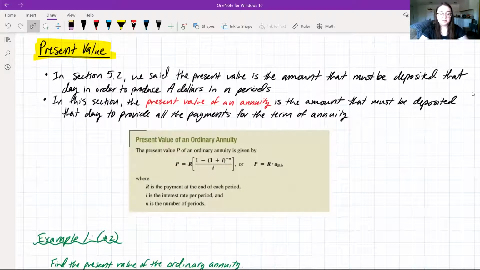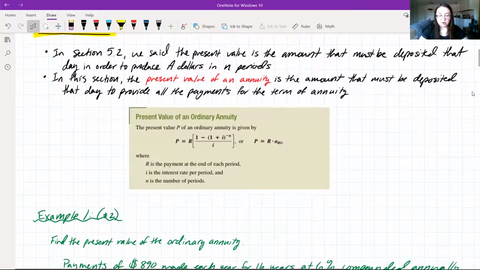Getting into present value, in section 5.2, we said the present value is the amount that must be deposited that day in order to produce $a in n periods. But in this section, the present value of an annuity is the amount that must be deposited that day to provide all the payments for the term of the annuity. So if we have to pay off a certain amount, we have to deposit a certain amount today so that in n periods of time, we would have paid off that debt, making our regular payments.